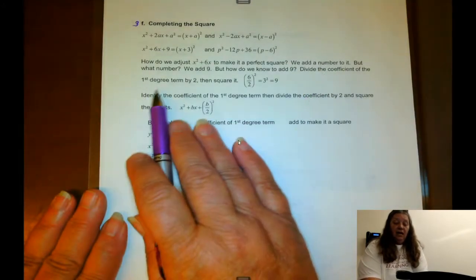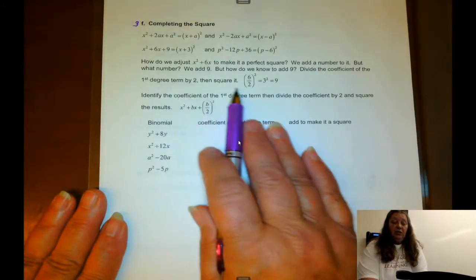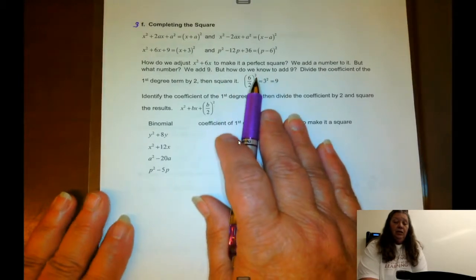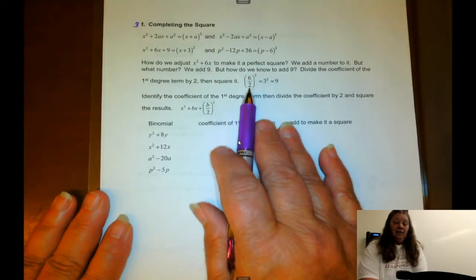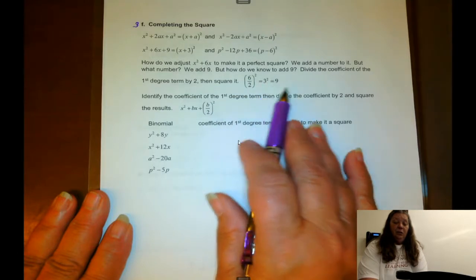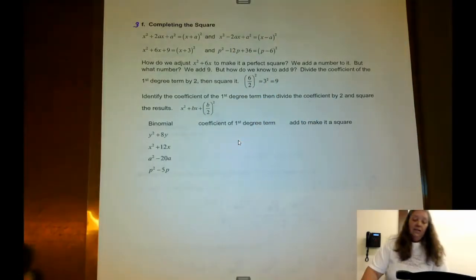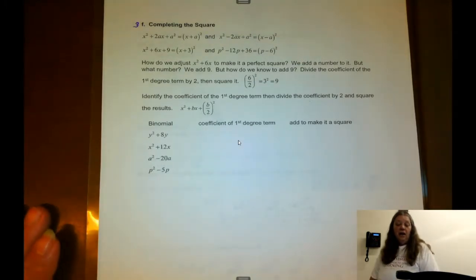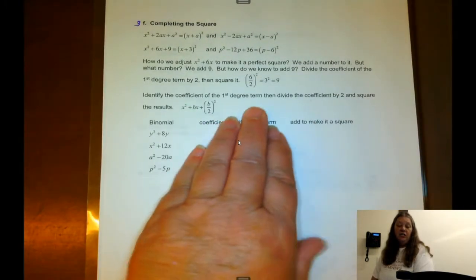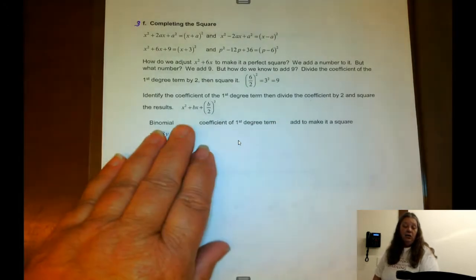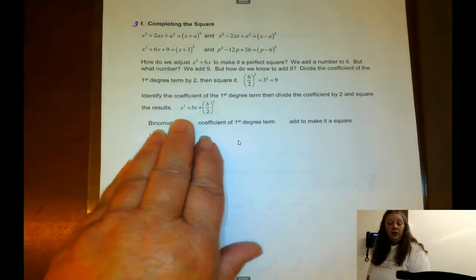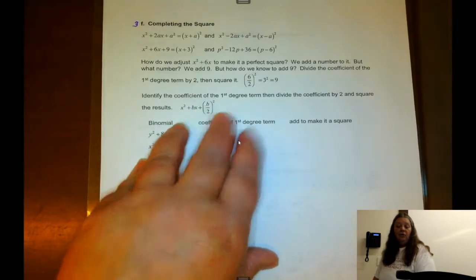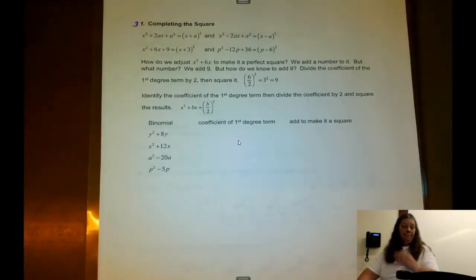We divide the coefficient of the first degree term by 2. So 6 divided by 2, then we square it. 6 divided by 2 is 3. 3 squared gives us 9. So the first thing you have to do is identify the coefficient of the first degree term, then divide it by 2 and square the result. So we would have x squared plus bx plus b over 2, quantity squared.